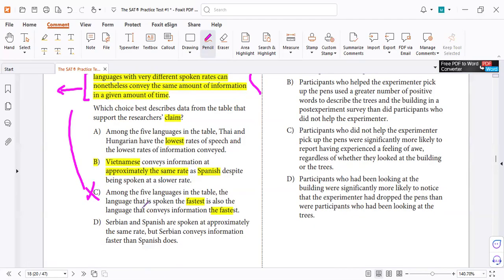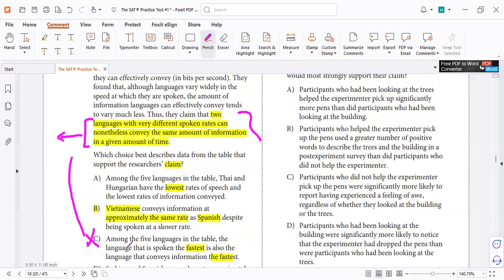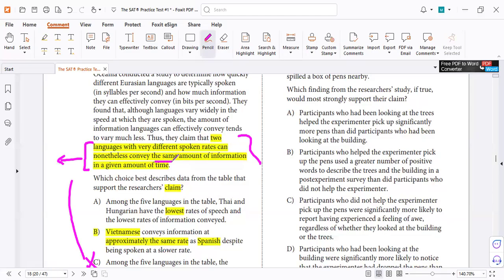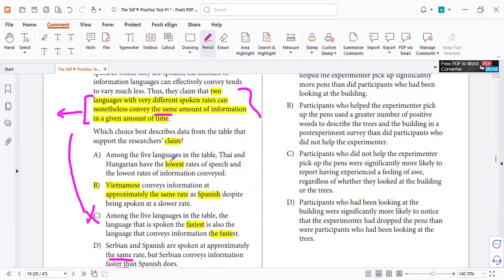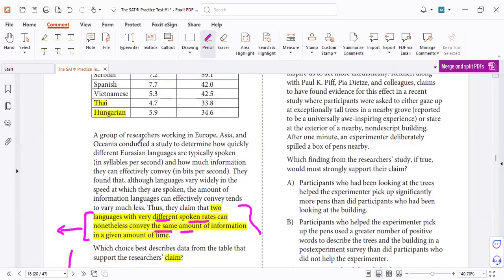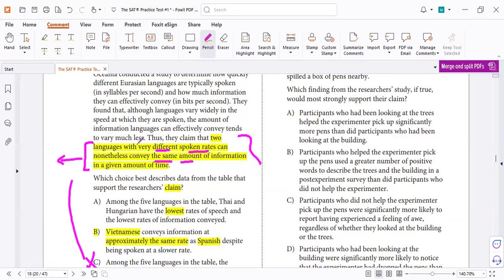Look again. Serbian and Spanish are spoken at approximately the same rate. Yes. Look, half of the answer is correct. But Serbian conveys information faster than. Do you see that? Or conveys the same amount? Yes or no? This is opposite. Not the same amount, not the same rate. It's a different rate. Opposite. Feel it? So I answered from the claim, not from the table. That's why. So always focus on what the claim means.